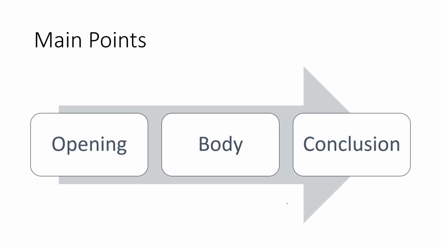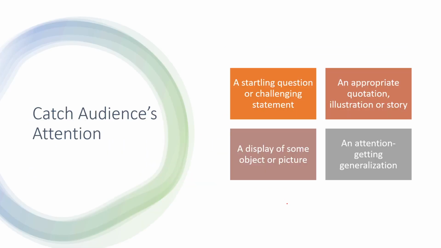Okay, then once again we will go to the opening, body and conclusion structure. There we will look at the opening. Now in the opening, we must catch the audience's attention. If you do not catch the audience's attention at once, then you lose the audience and you will never be able to get their attention back. So therefore, think about this very carefully. Maybe you can start with a startling question or a challenging statement, maybe an appropriate quotation from someone, a display of some object or a picture, and an attention getting generalization can be good.